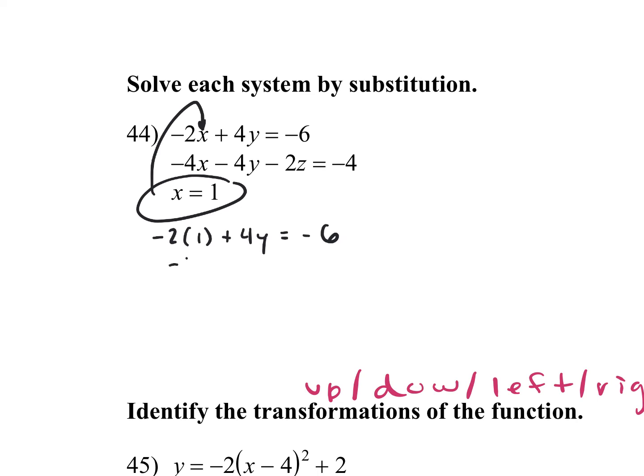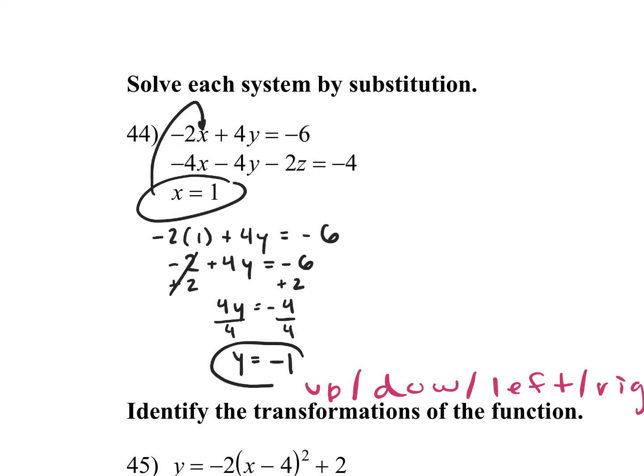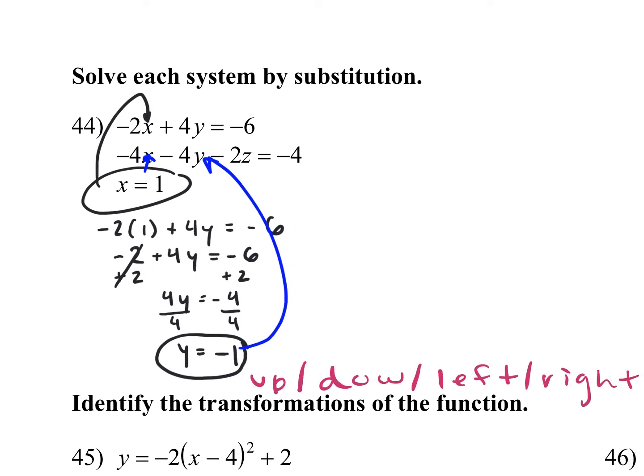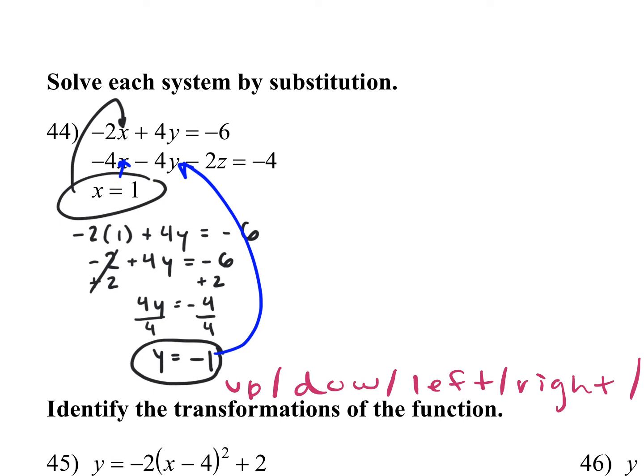I need to multiply, so this would be negative 2 times 1, which is negative 2, plus 4y is equal to negative 6. Then we add 2 to both sides, so it'll cancel out. 4y is equal to negative 4. Divide by 4. Y is equal to negative 1. So I have x is equal to 1 and y is equal to negative 1 now. So I can plug both of these into the equation with 3 variables. So once you have 2 variables, you can plug it into the 3 variable equation. So I have negative 4 times 1 minus 4 times negative 1 minus 2z is equal to negative 4.